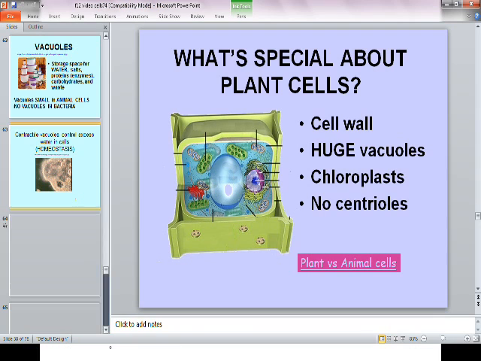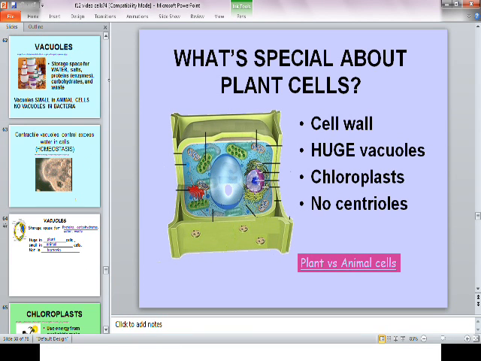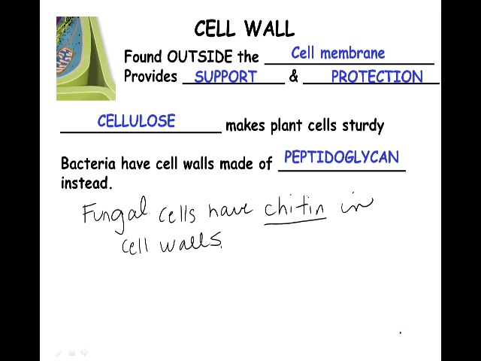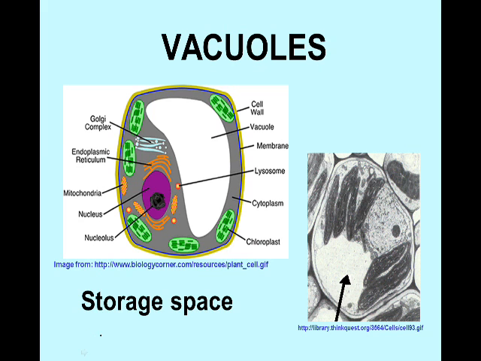And our next cell part is the vacuole. Vacuoles are pretty large in plants. That's that big part that we've been seeing when we color our plant cell, that big, huge storage space in the center, surrounded by a membrane that holds whatever it is that we're storing. Basically, vacuoles in plants are storage spaces, and they can store just about anything.